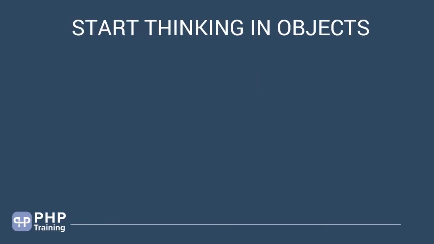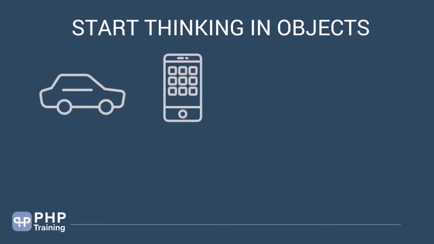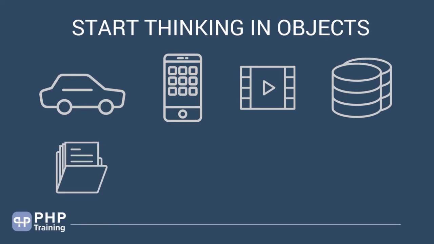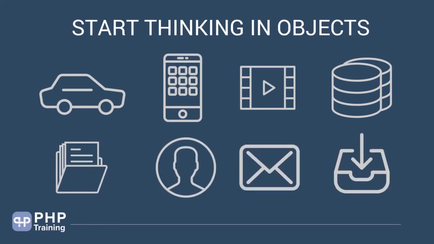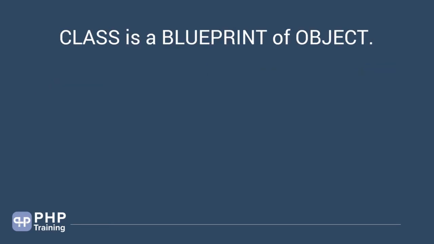Well, in the previous lecture, we started thinking in objects. We said everything that we define in our programming style, we first have to define as an object. So we talked about a car object, phone object, video object, database, then your files and folders, users, mail, and download. So anything that you are writing a program for, you have to first define into objects. Then what are classes? A class is basically a blueprint of an object. A class is a specification or a definition of an object, where an object is basically something you can start using. A class is just a specification, like documentation of that object.